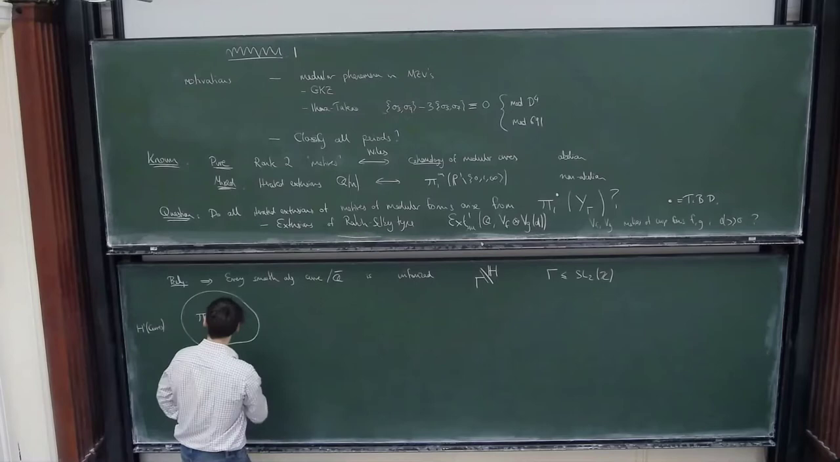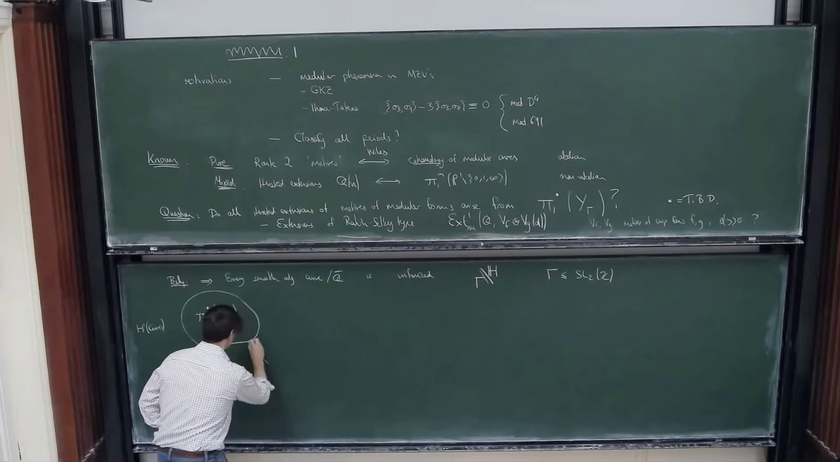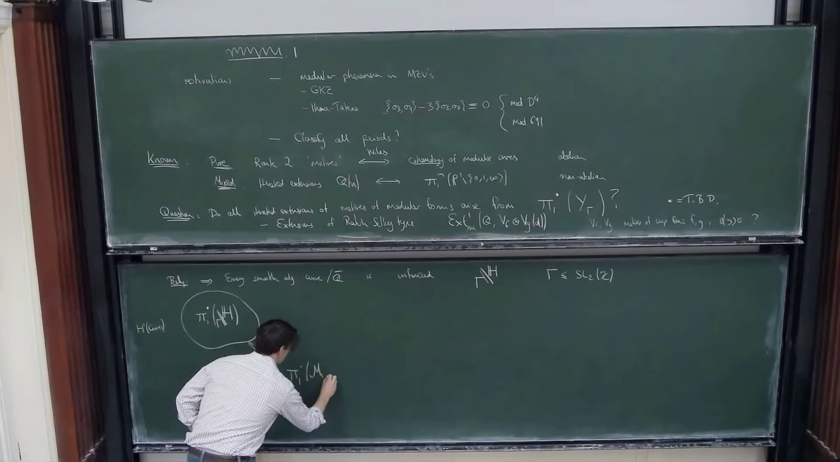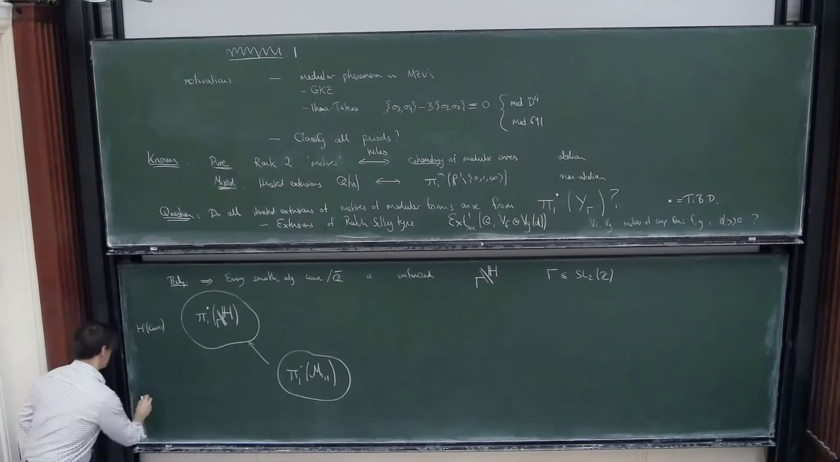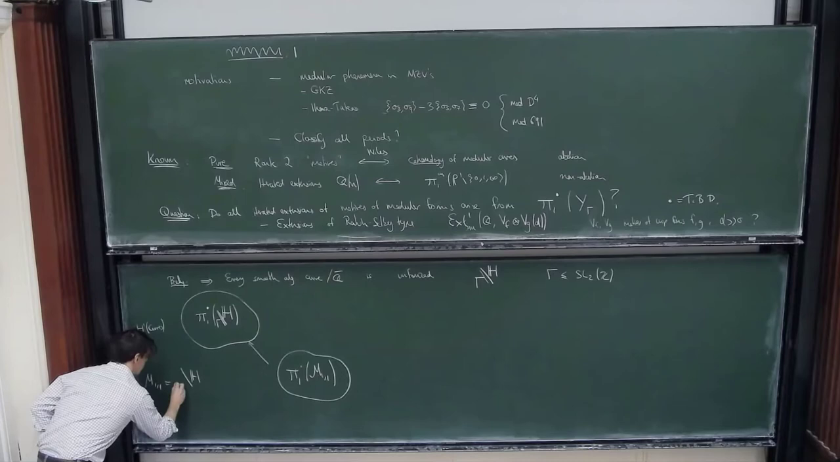And the simplest possible case of this is going to be M11. So that's the case we should start with. So here M11 is the orbifold quotient of the upper half plane by SL2Z.